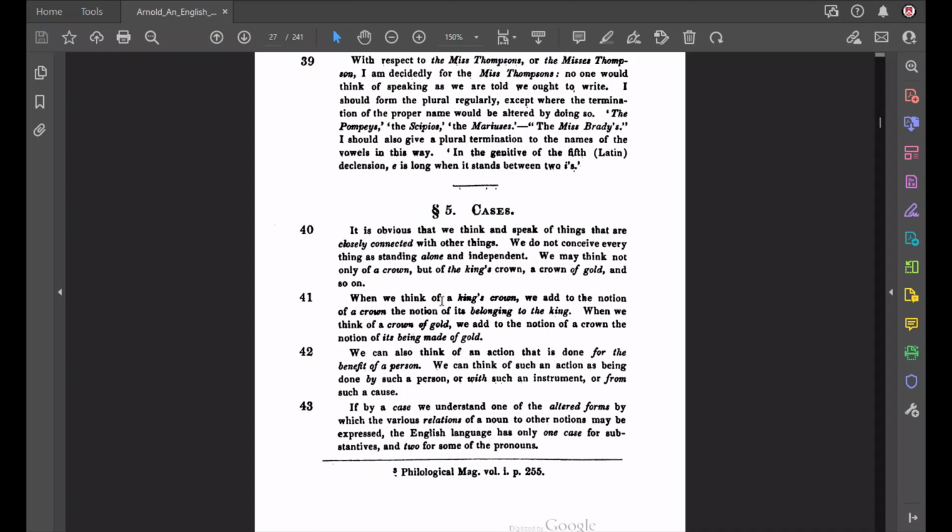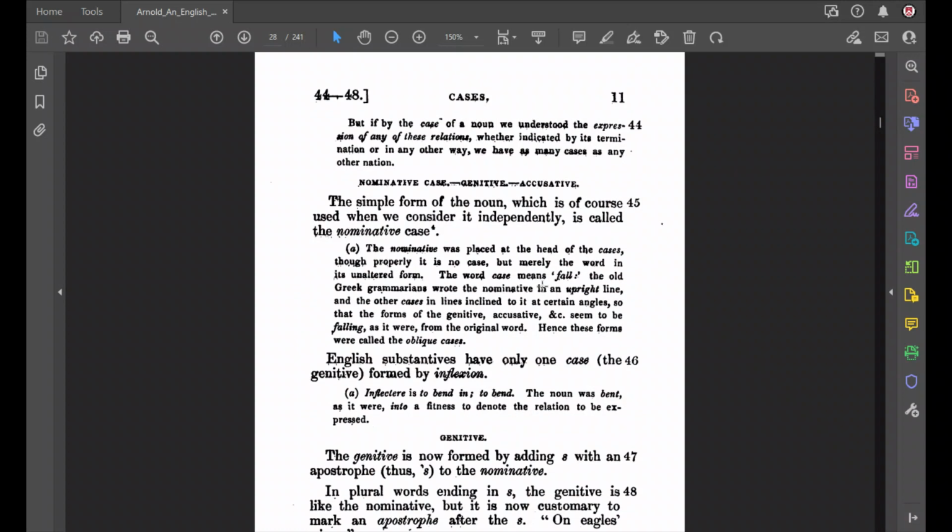But then we learned if we're simply talking about how relationships are expressed differently with nouns, then there are as many cases in English as there are in any other language. That is, relationships between nouns. So changing of forms is not common in English, but the same ideas that are expressed by cases in other languages are the same in English.